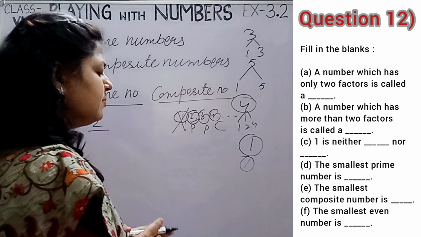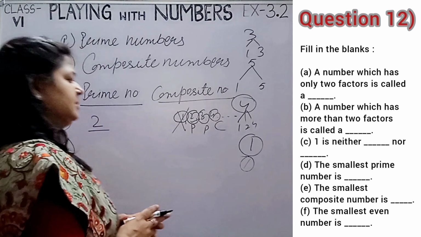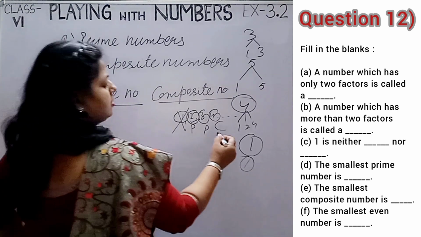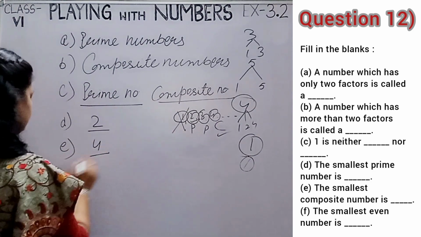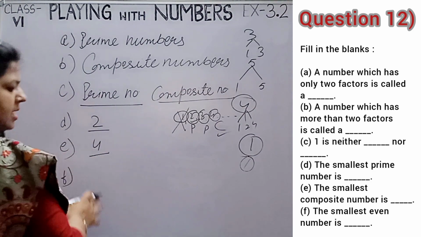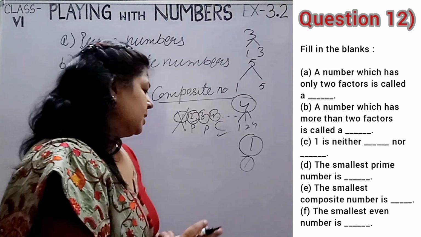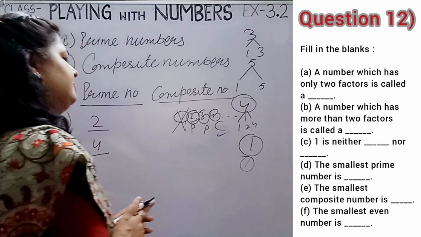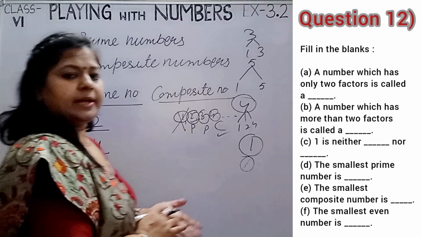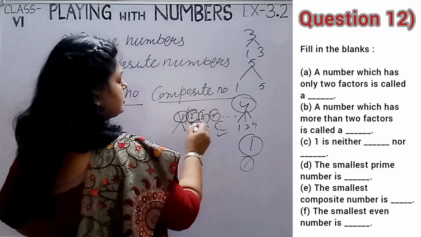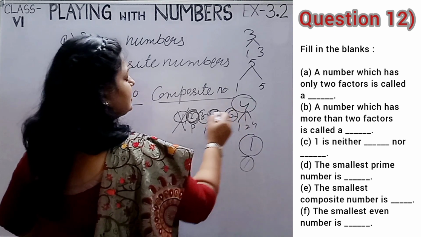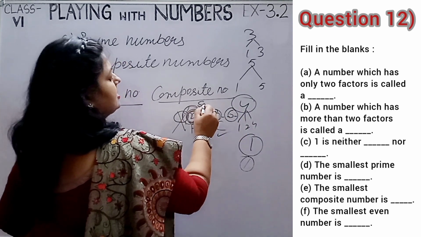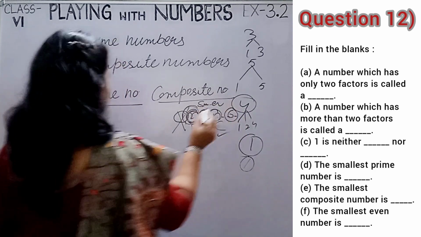The smallest composite number is, we have already done, 4. This is the smallest composite number. F. The smallest even number is, already done, odd and even numbers. 2 is an even number, 4 is an even number, and the next one is 6, an even number, but the smallest even number is 2.